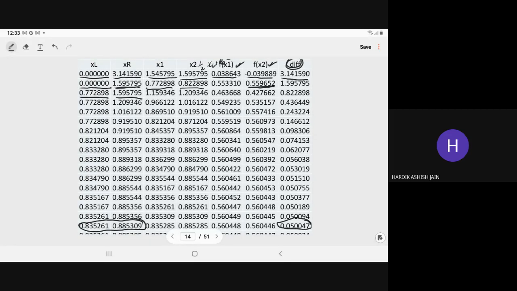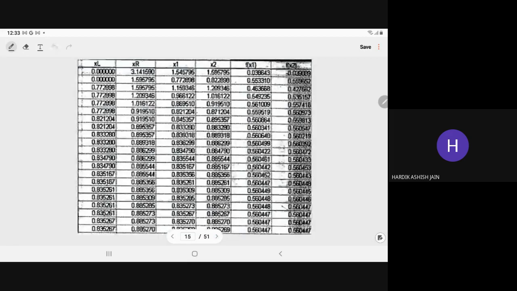So this is the dichotomous method. We have the same table here. I have just calculated it, because some digits are not readable, so I have written them there. Clear?